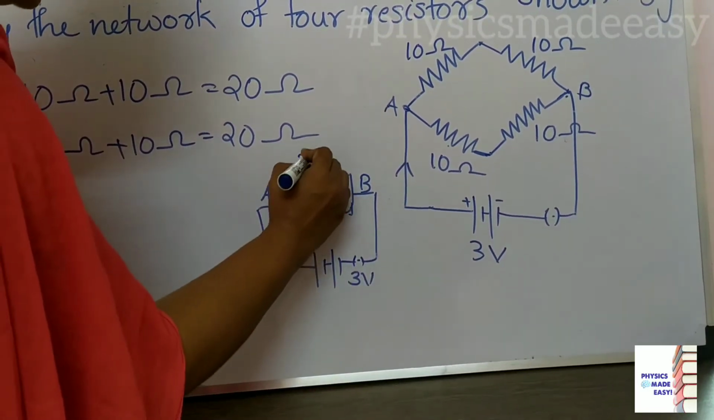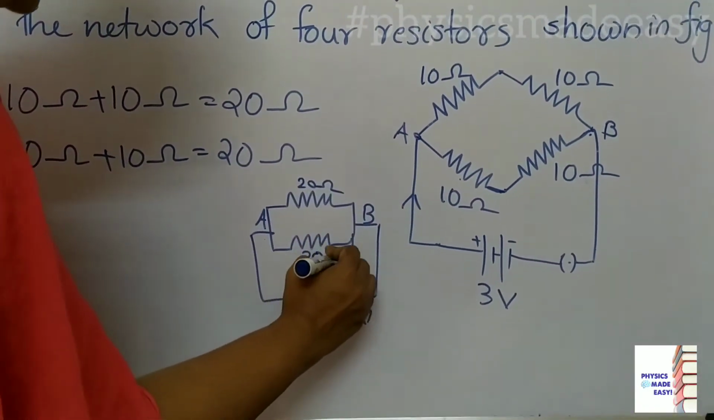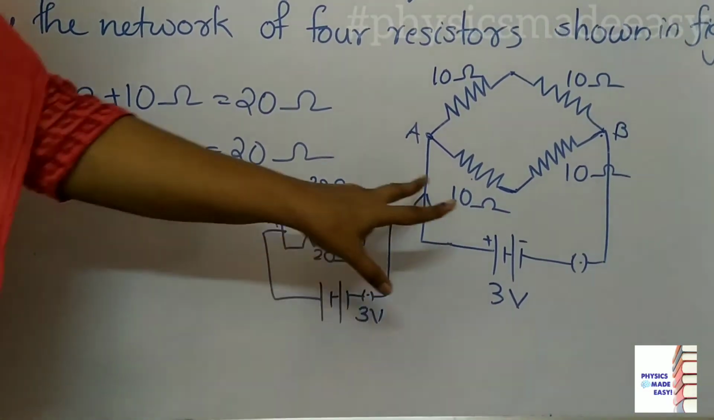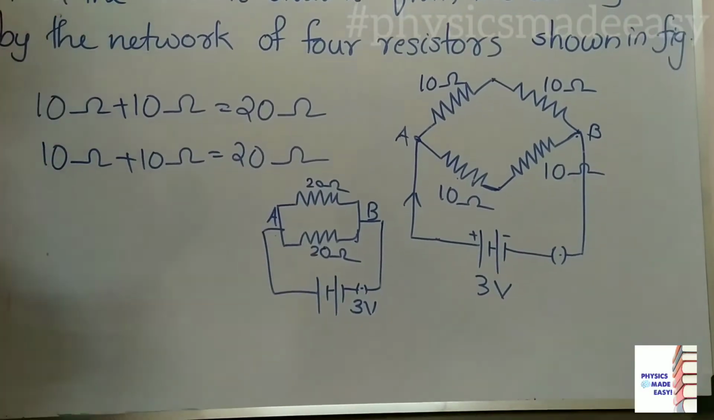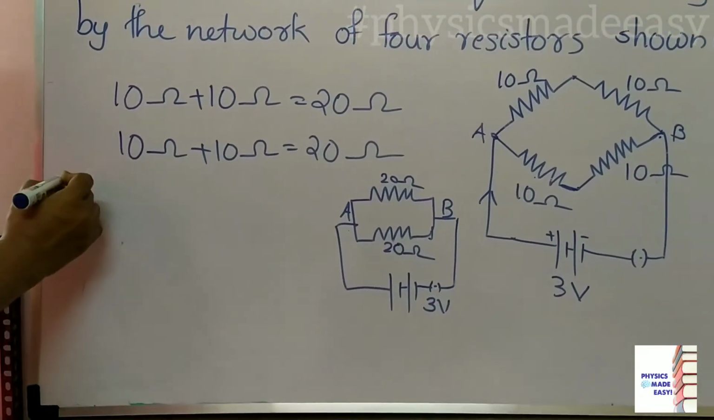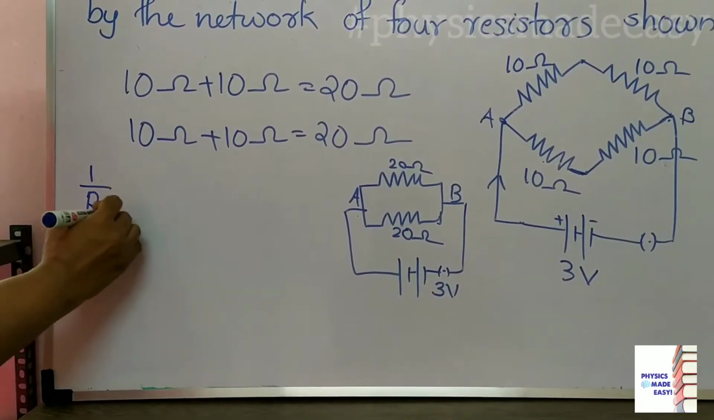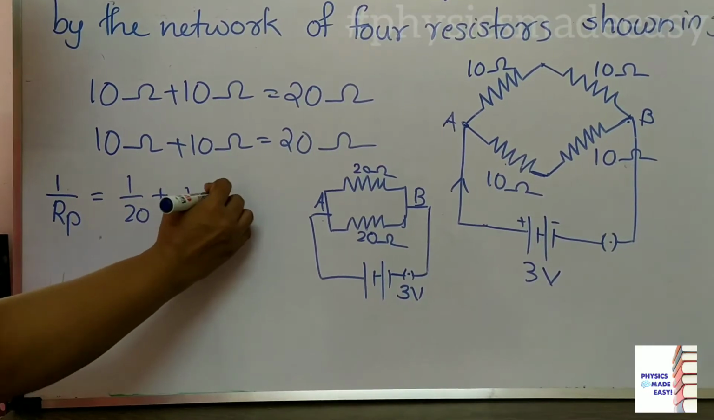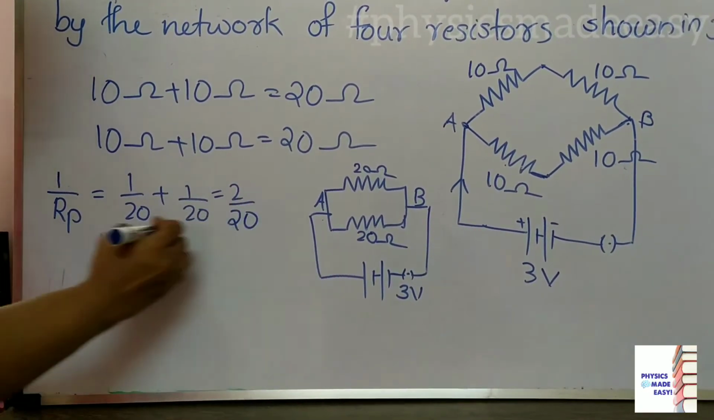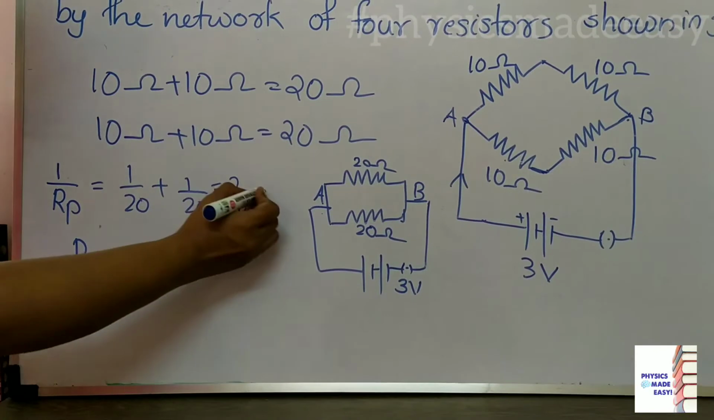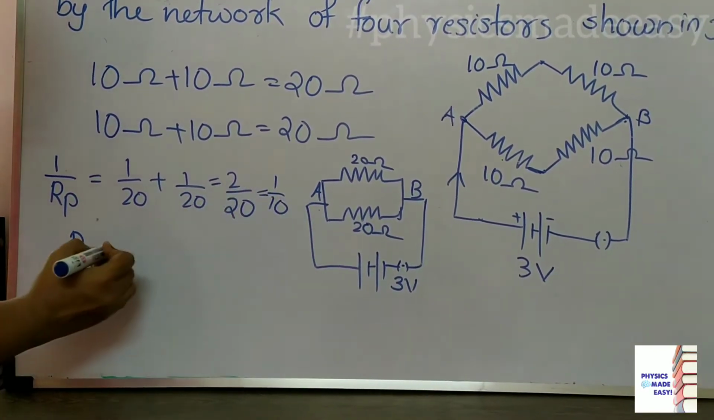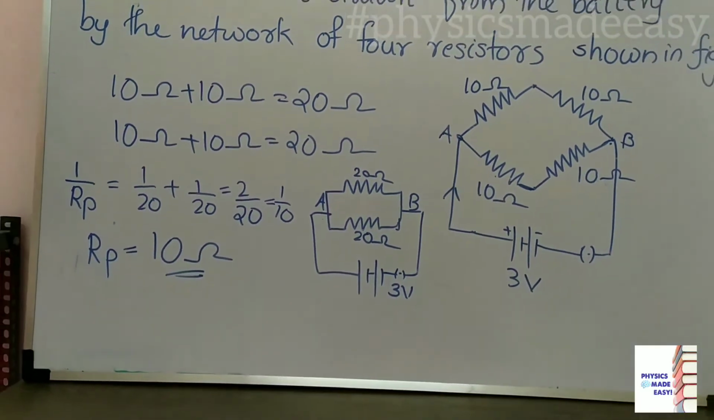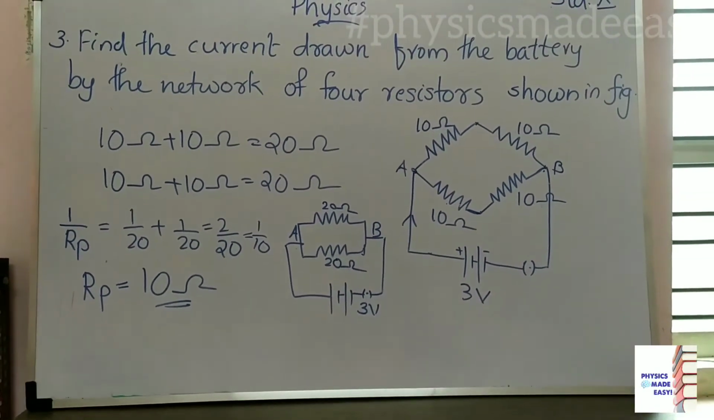So here it is 20 ohm and here also 20 ohm. Now you can see these two resistors replaced by this 20 ohm, these two replaced by this 20 ohm. Then how can we find the effective resistance? We can do 1 by Rp is equal to 1 by 20 plus 1 by 20. This we can write 2 divided by 20. Then you will get Rp is equal to 1 by 10, then you will get this Rp as 10 ohm. That is the effective resistance in the circuit, total resistance in the circuit.